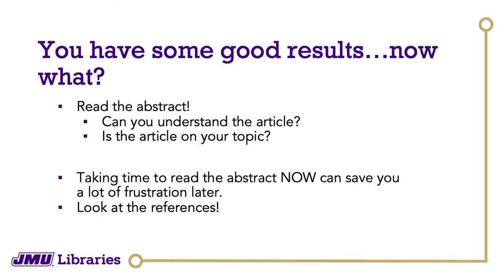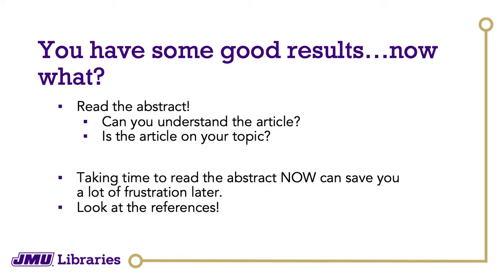Now that you have searched through the literature and found some good results, what should you do? Well, first, read the abstract of the papers. An abstract provides a nice summary of what a paper is about. By reading this, you can first tell if you will actually understand the article. Secondly, it will allow you to know if this article is on your topic. Taking time to read the abstract now can save you a lot of frustration later. You don't want to save it or print it out, take it home, and read it a week later to find out that it's not on your topic.